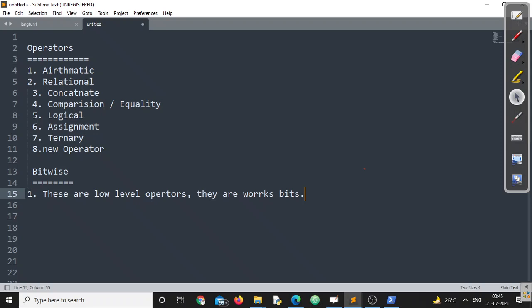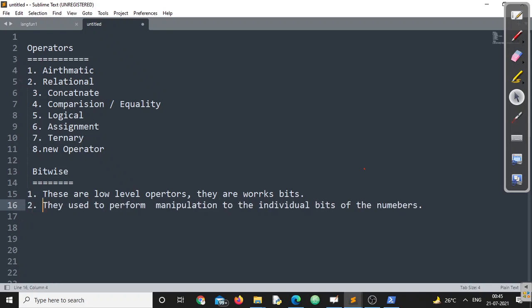They are used to perform manipulation on the individual bits of the number. They always operate on each individual digit of a number. They perform manipulation on the individual bits of the number, right? So this is what bitwise operators are.